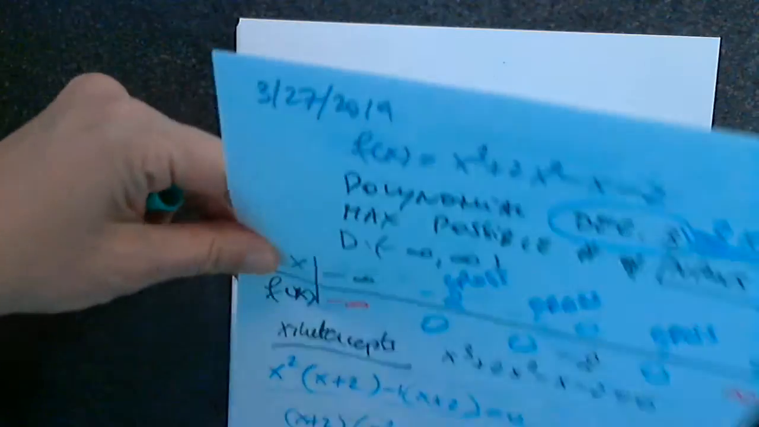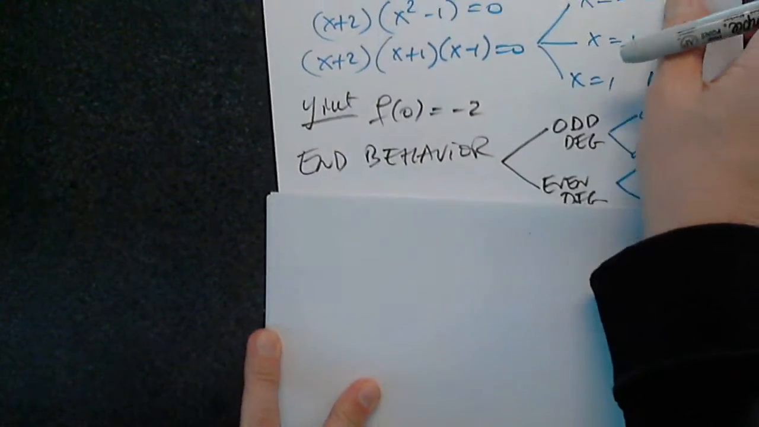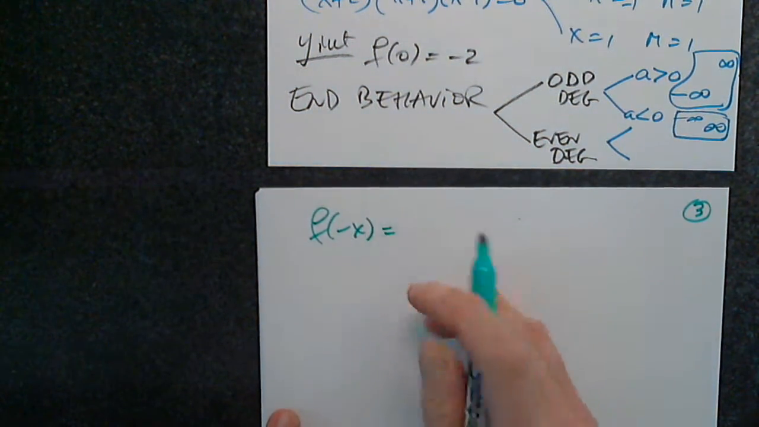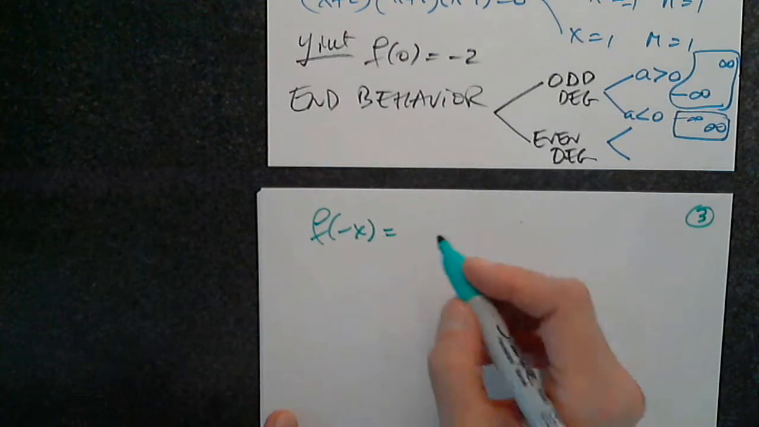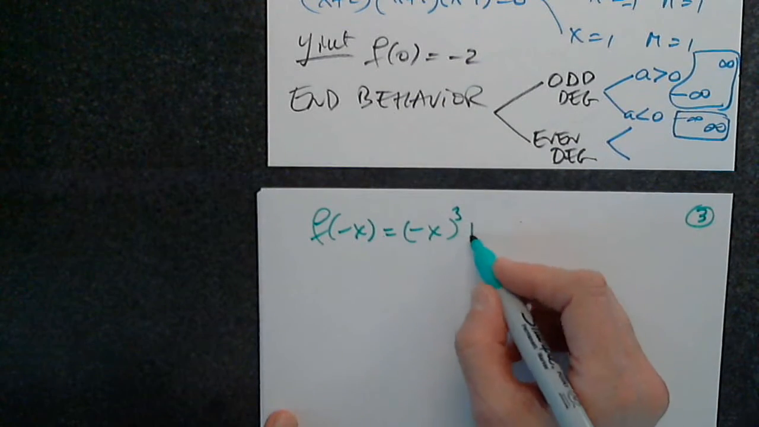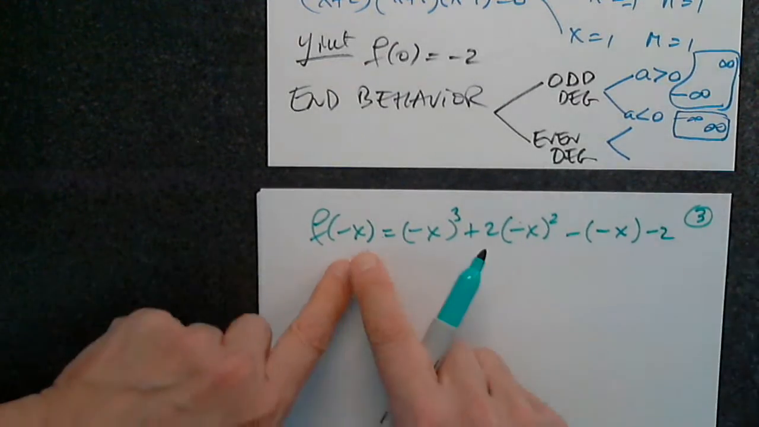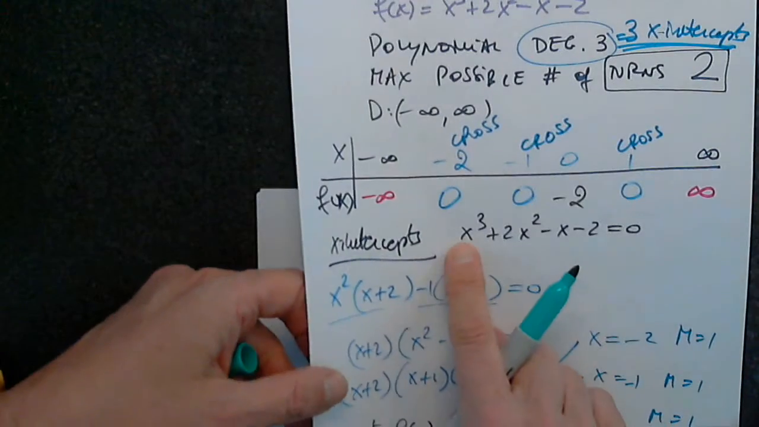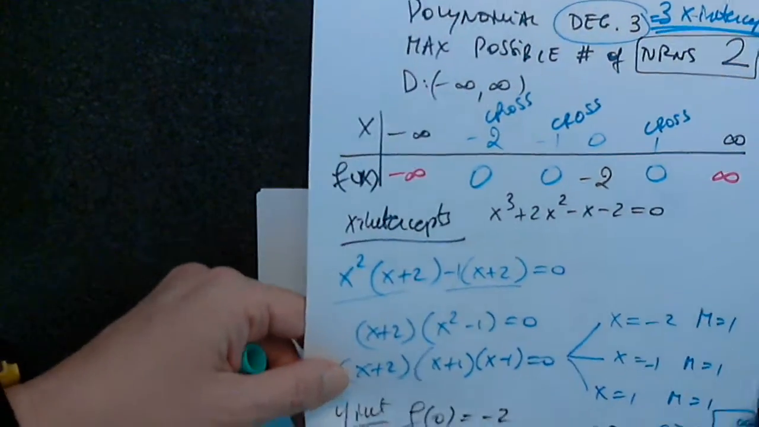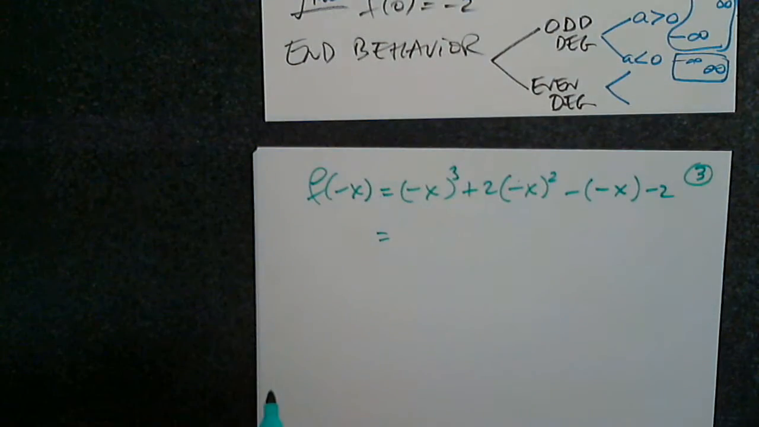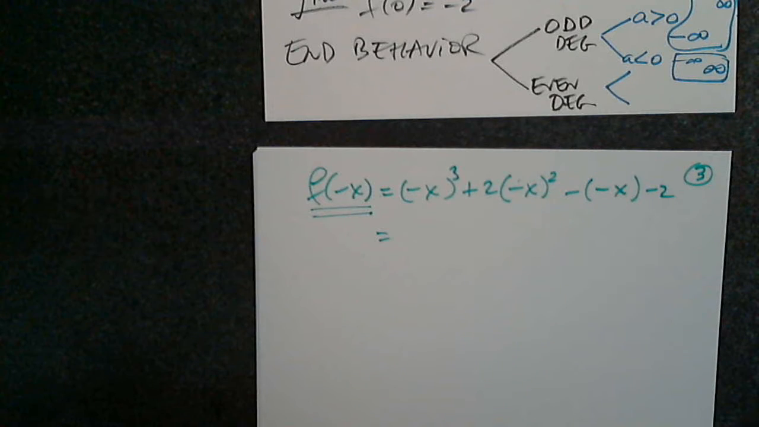I will have to say something about symmetry. And remember the symmetry, we talked about it in chapter 2. f of negative x will be negative x to the third plus 2 times negative x squared minus negative x minus 2. You know what I'm doing. I'm replacing x by negative x all the way. This is how we determine f of negative x for symmetry.